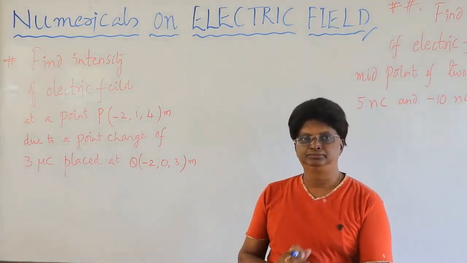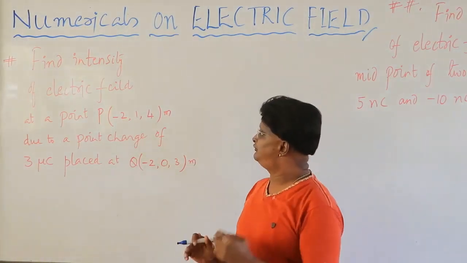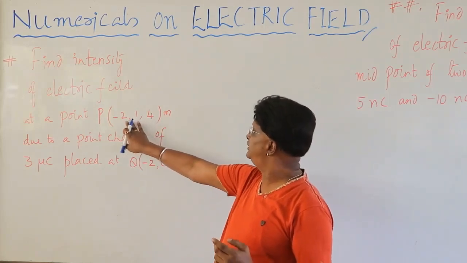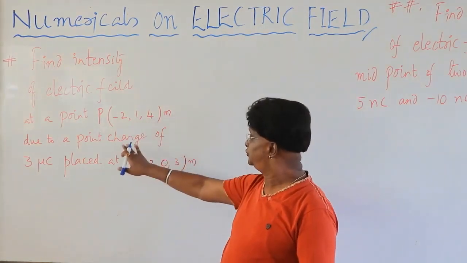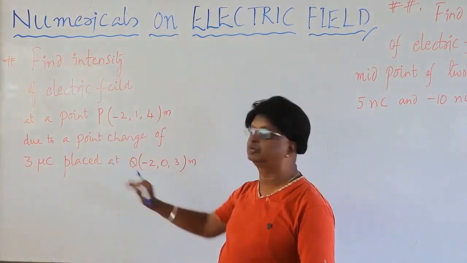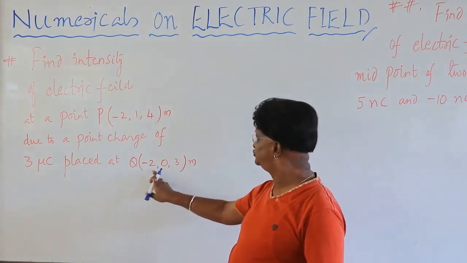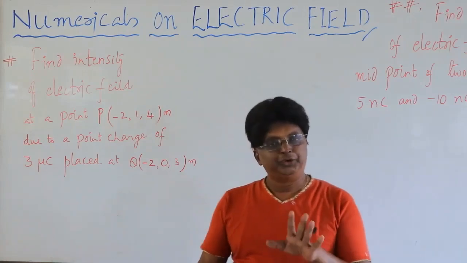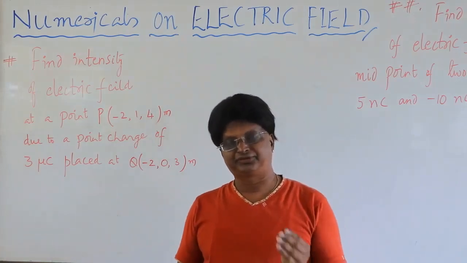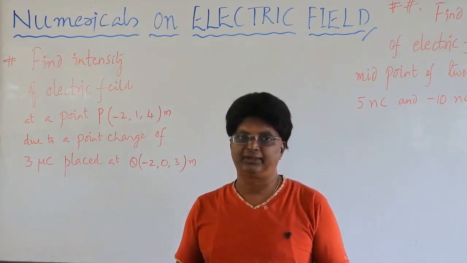First example. Find the intensity of the electric field at a point (-2, 1, 4), taken in meters, due to a point charge of 3 microcoulomb placed at Q (-2, 0, 3) meter. Right? We'll do it in both ways, first scalar form and also vector form. In both ways we'll do this example.